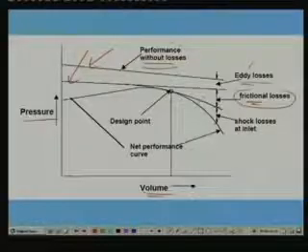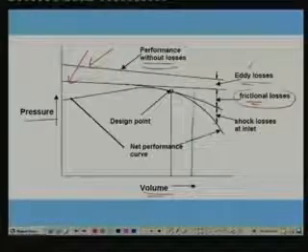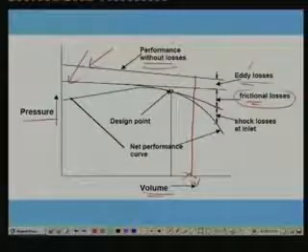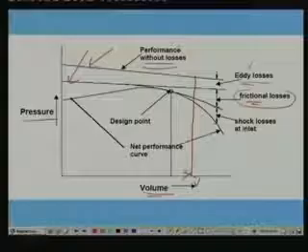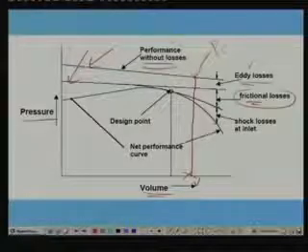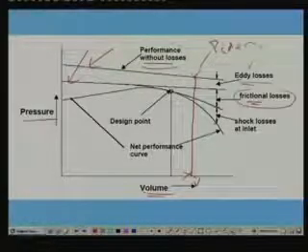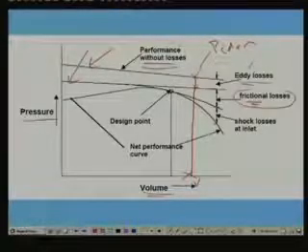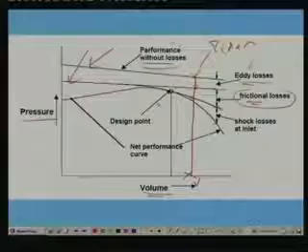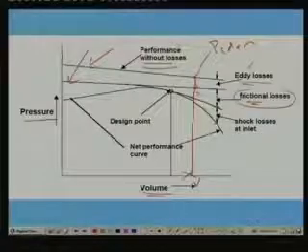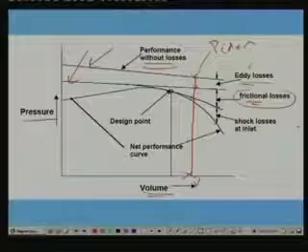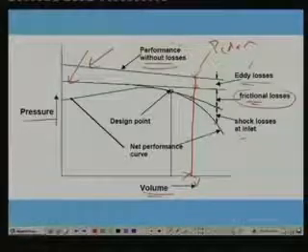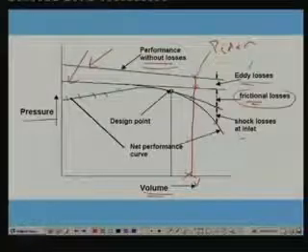gets reduced further. For example, let us say that this is a volume at which I am trying to find out the pressure. Without any losses, this is the pressure rise, the ideal pressure rise. If you are including eddy losses, this will be the pressure developed, and if you are including the frictional losses, this will be the pressure developed. So, the pressure developed gets reduced because of the losses. Finally, if you also include the shock losses at the inlet, this will be the resulting curve.